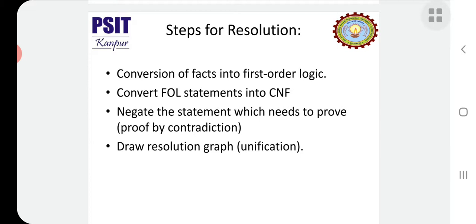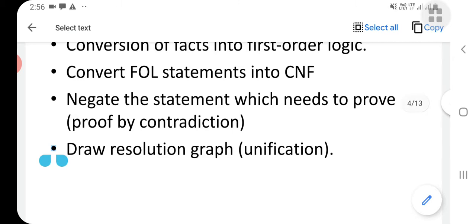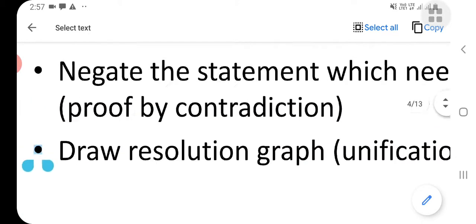In total we have 4 steps. Number 1, conversion of facts into first order logic. That means a few statements are given, so you have to convert those statements into first order logic. I have already explained universal quantifier and existential quantifier. With the help of these quantifiers you can convert your statements into first order logic. Second step is to convert your FOL statements into CNF.